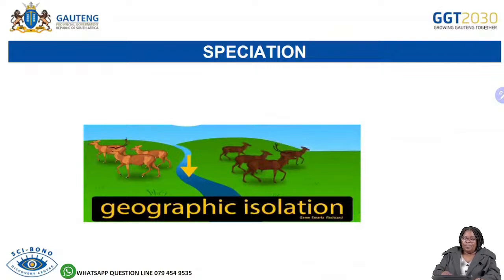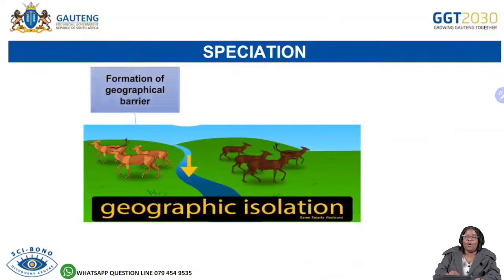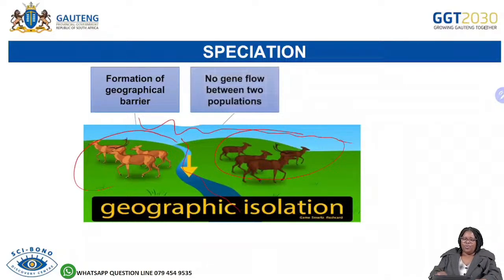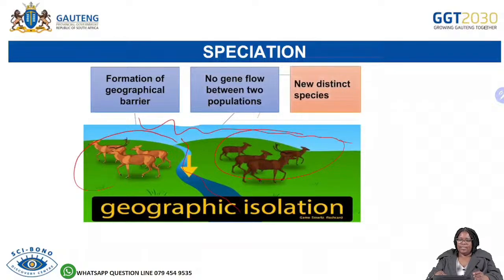Now, for speciation to take place, we had what? We had formation of a geographical barrier. Let's say this is the sea. The sea is going to separate the two populations. Can you see? We now have two populations. Immediately when we have two populations separated by a geographical barrier, what is going to happen? There is no gene flow. They will never meet because they are separated into different spaces. So no gene flow between two populations, and new distinct species are going to be formed.